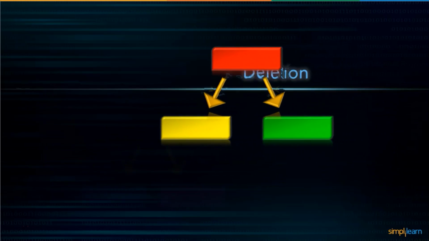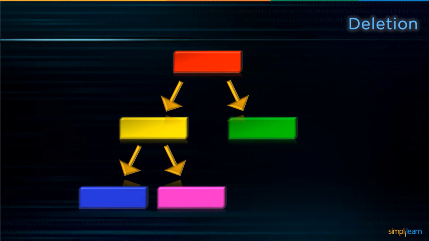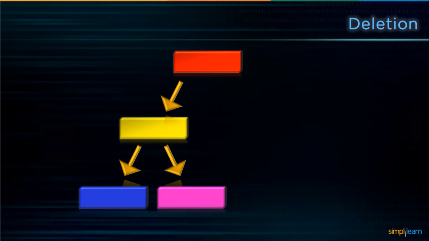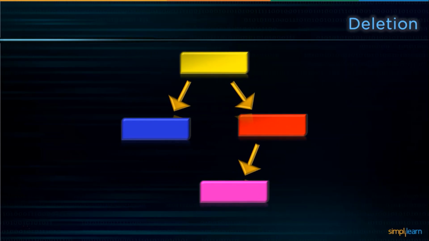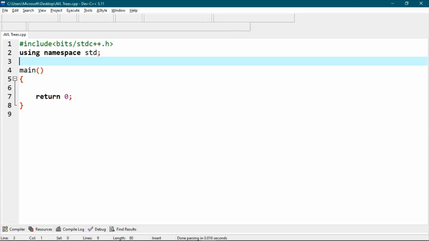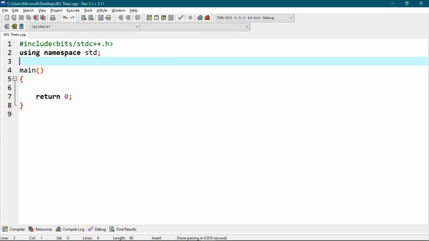At last, deletion. We will delete a node following binary search tree rules. Then we will check if all the nodes are balanced or not. If they are not, then we will balance it by using suitable rotations. Now let's try these operations in a code editor. Let's start by creating a node. To create a node, we need a class node.